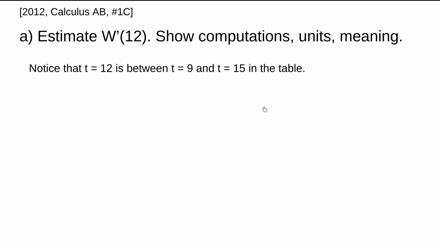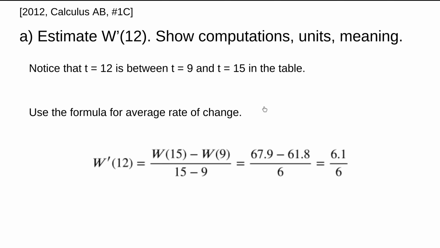So based on the table, the value t equals 12 is halfway between t equals 9 and t equals 15, so we can use the average rate of change formula to calculate the rate of change at t equals 12. So W prime of 12 is going to be approximately W of 15 minus W of 9 over 15 minus 9, which is 67.9 minus 61.8 all over 6, which is 6.1 over 6. So that's the actual value of W prime of t.